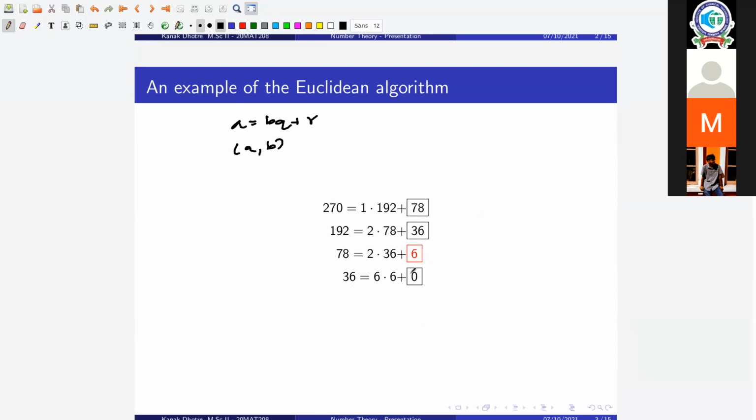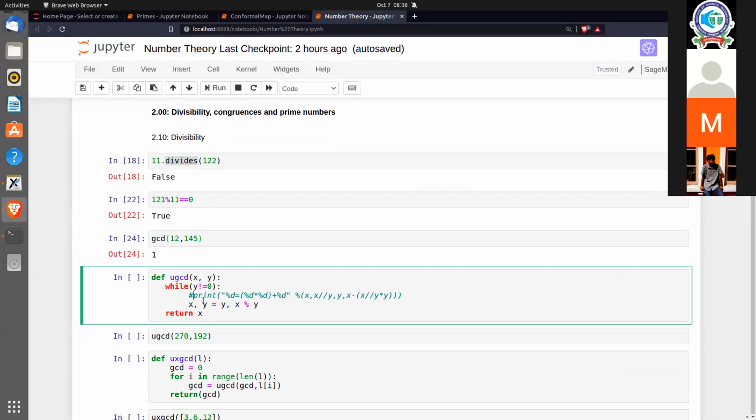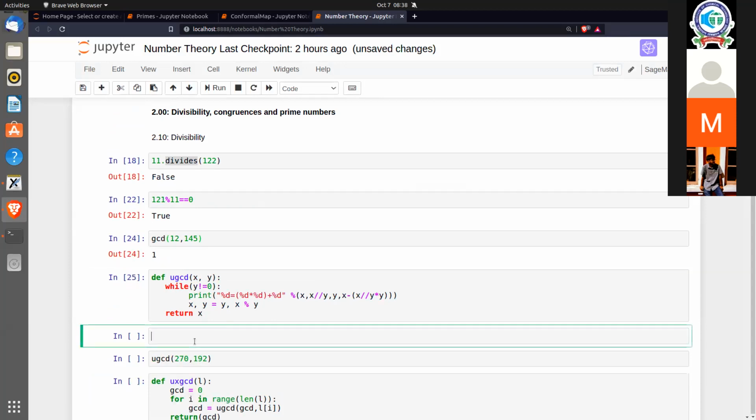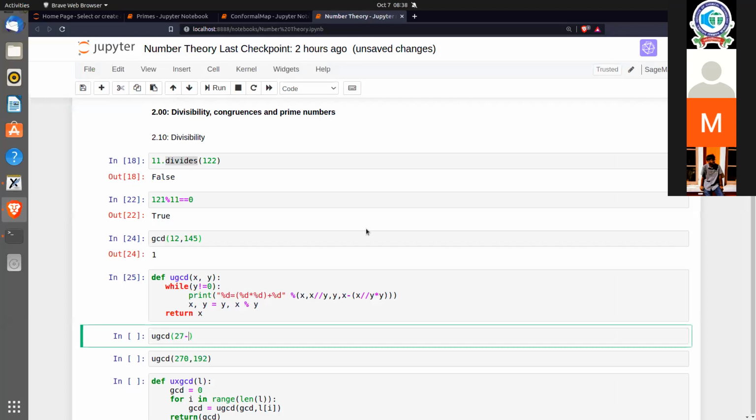So while this is not 0, and when it becomes 0, you just go back to the penultimate step. You can quickly code that out here as well. If I turn the verbose on, you can actually see each one of those steps. Here I've defined a user-defined GCD. We've taken the numbers 270 and 192, for instance.